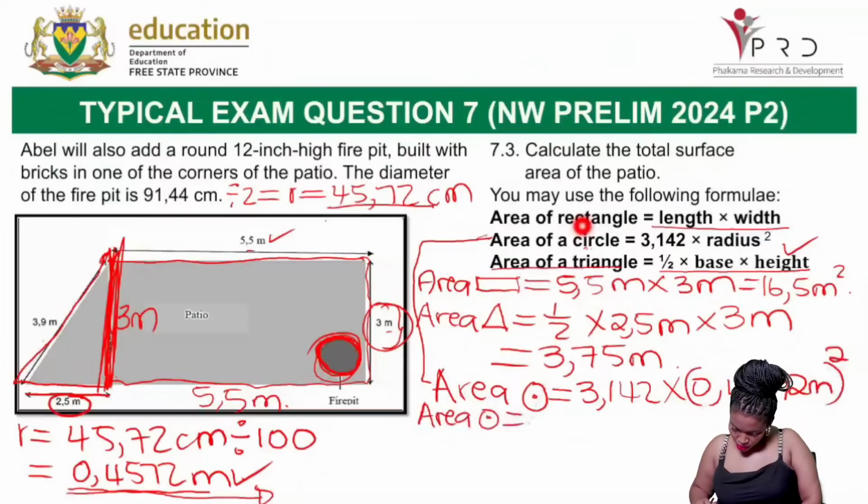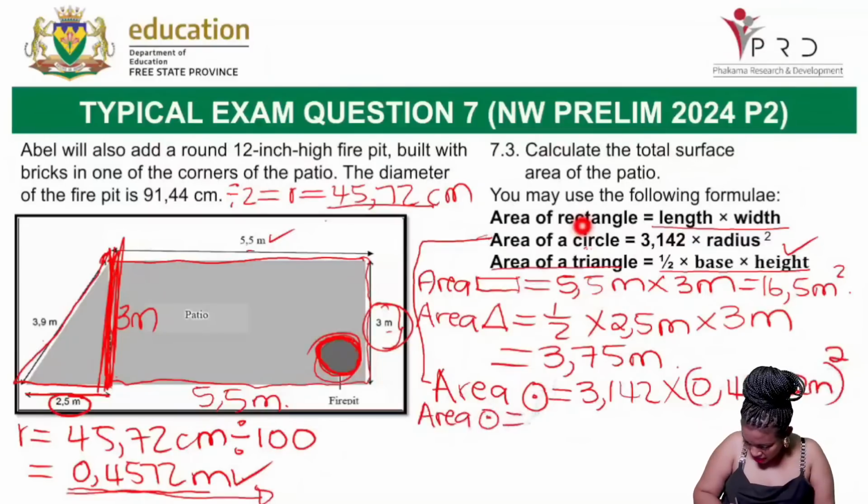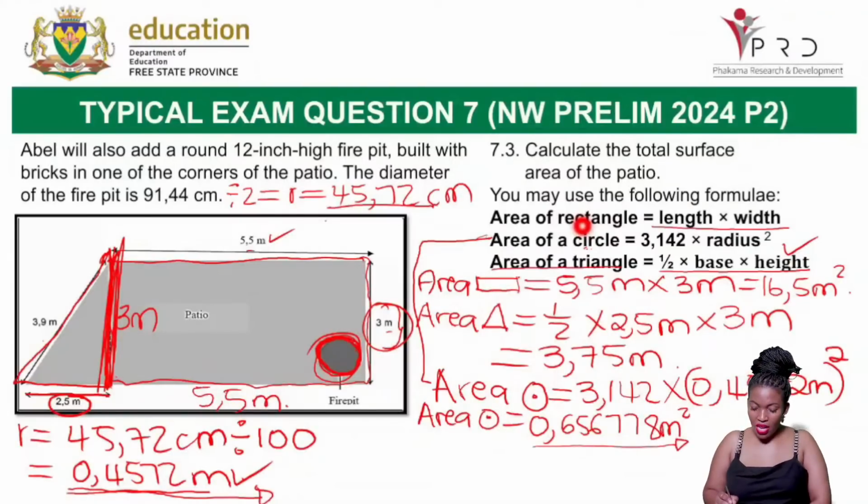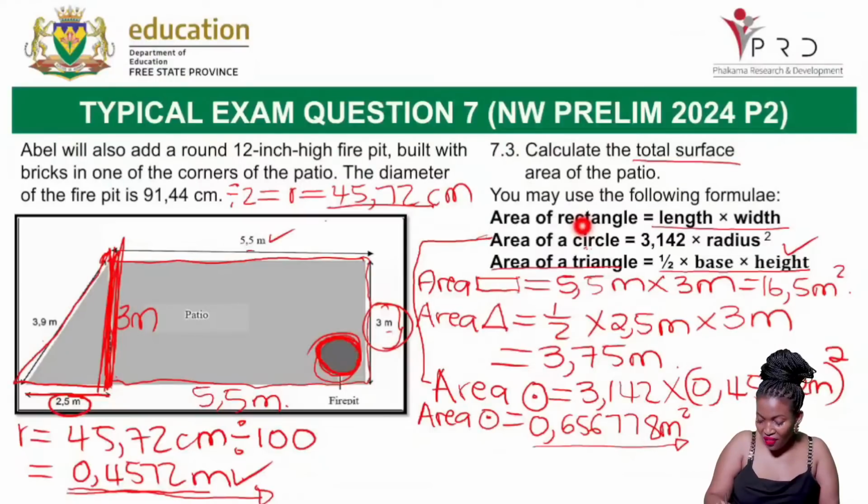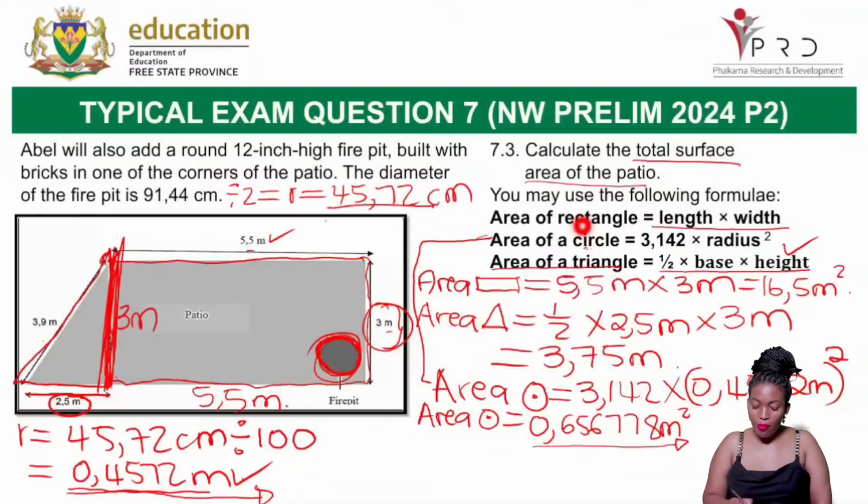multiplied by 0.4572 multiplied by 0.4572. And the answer that I'm getting here is 0.656778 meter squared. Now that we've got the 3 areas, we want the total surface area of the patio.